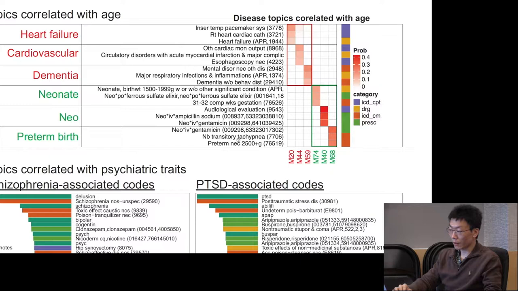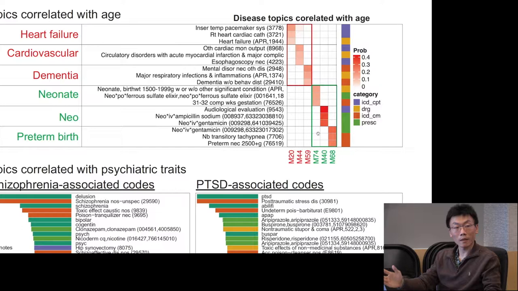Because shouldn't those be like 100% probability correlated? Yeah, the correlation is almost -1. According to the color chart, your negative correlation for neonate is like 0.2 or 0.1. Yeah, those are the specific terms under that topic, that's the probability. But the correlation is correlating all of these with the patient age. You see what I mean?